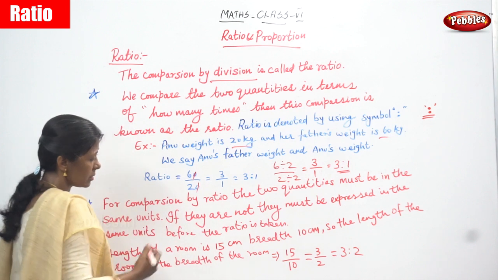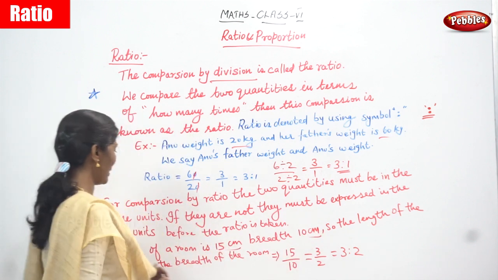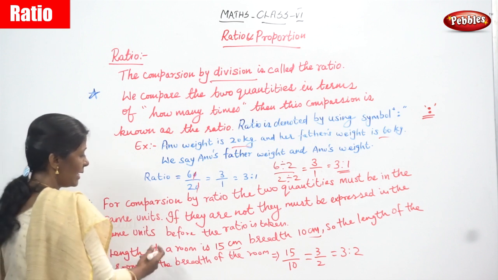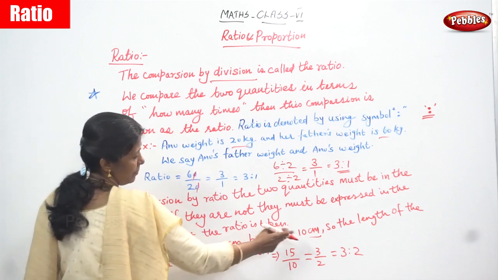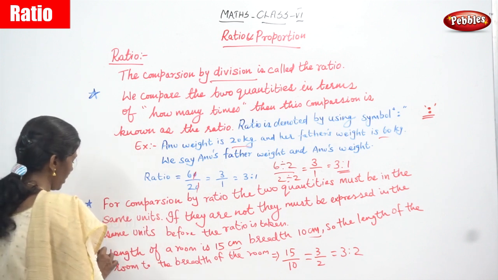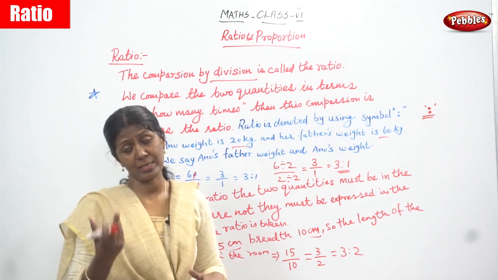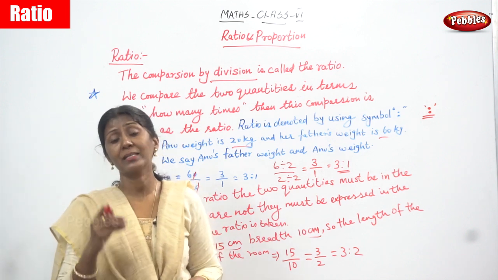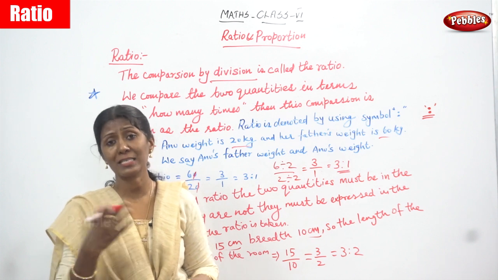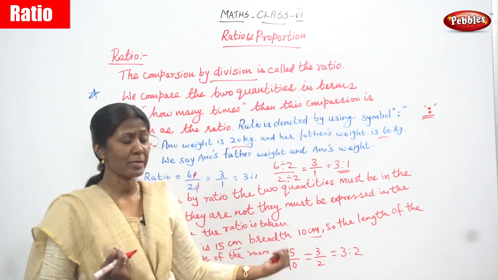Here we have also compared centimeters, 15 centimeters and 10 centimeters. For example, the length of a room is 15 centimeters and the breadth is 10 centimeters. This is example 1, this is example 2. That means before you take the ratio, the units must be the same. If they are not the same unit, you have to convert into the same unit, then take the ratio. That is the meaning of the sentence.